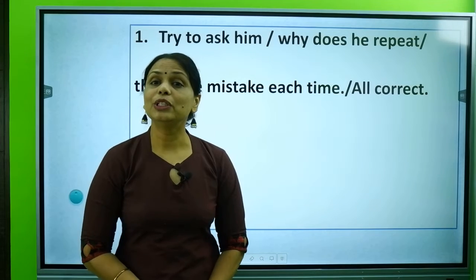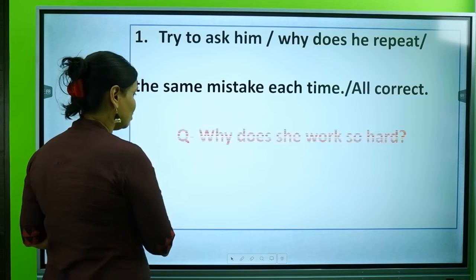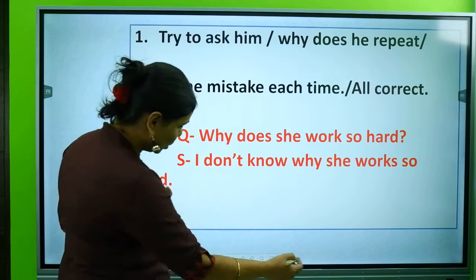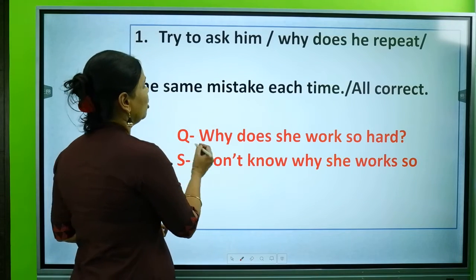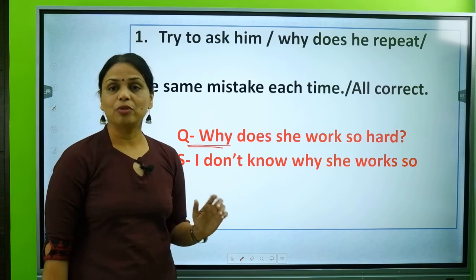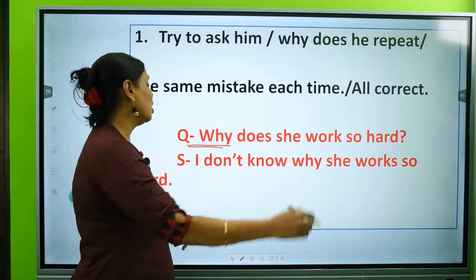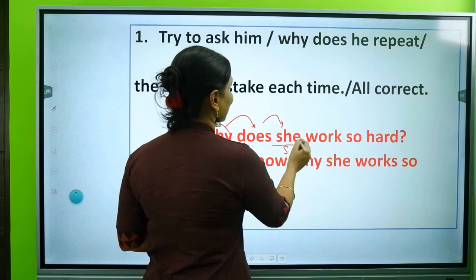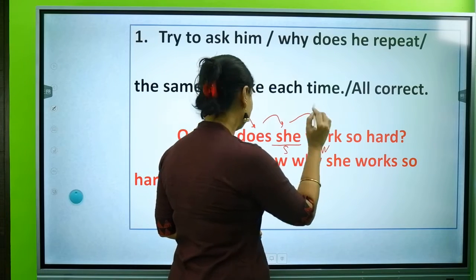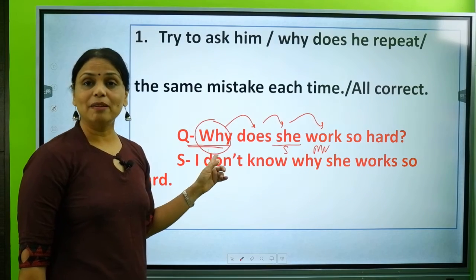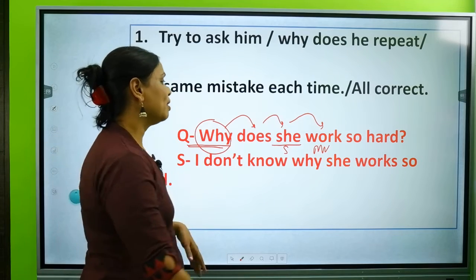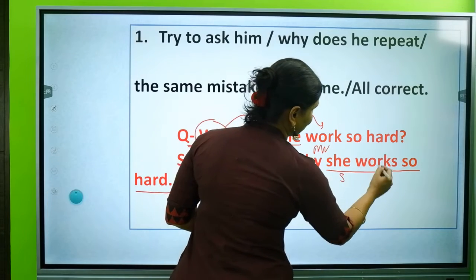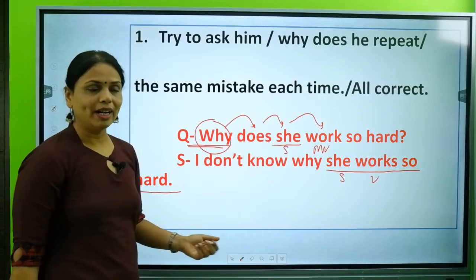All correct. You need to understand the formation of question and statement. How is the question formed in English language? It always begins with a question word. I am talking only about the WH type of question. Question word which is followed by an auxiliary, which is followed by a subject, and which is followed by a main verb. If you want to convert the same question into a statement, it may appear like this: she works so hard. It becomes subject, verb, either complement or an object.